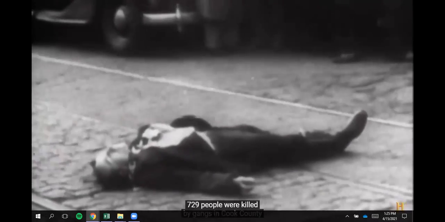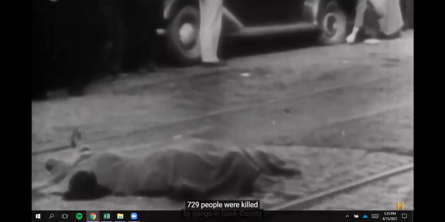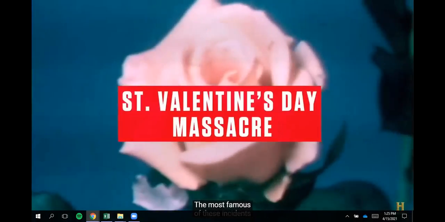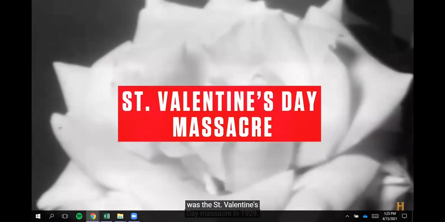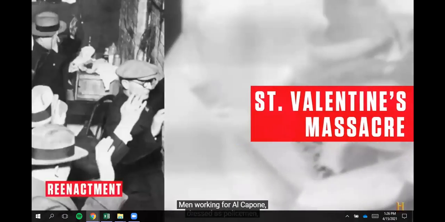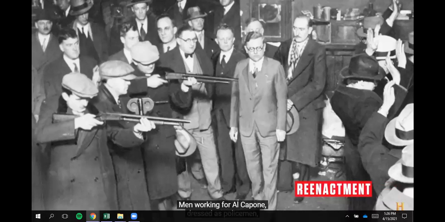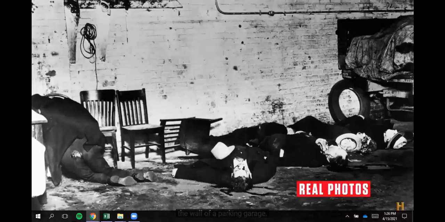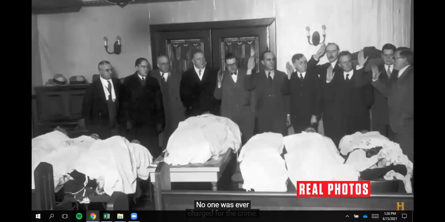Gangs fought for territory in the streets of major U.S. cities. Chicago was especially violent. 729 people were killed by gangs in Cook County alone during Prohibition. The most famous of these incidents was the St. Valentine's Day Massacre in 1929. Men working for Al Capone, dressed as policemen, gunned down 7 rival members of Bugs Moran's gang against the wall of a parking garage. No one was ever charged for the crime.